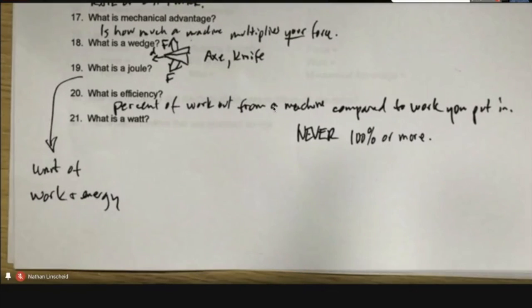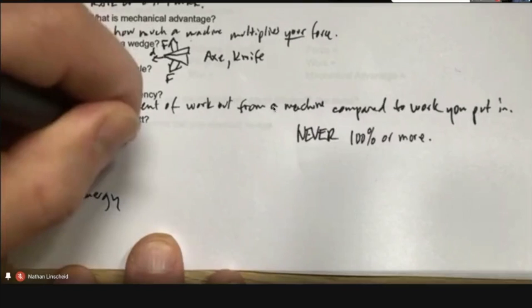So if I have a 50% efficient machine, that means let's say I'm putting in 200 joules of work, the machine will give me 100 joules of work back. But I can't ever get exactly the same amount. And the reason for that is every machine has friction in it. So when I apply a force to a machine, some of my force has to go into overcoming the friction. Well, overcoming that friction doesn't lift the object I'm trying to lift. Then I also have to apply force to lift that object. So some of my work is wasted. So obviously we want to make our machines have as little friction as possible so that they are more efficient. All right, 21, a watt is a unit of power.